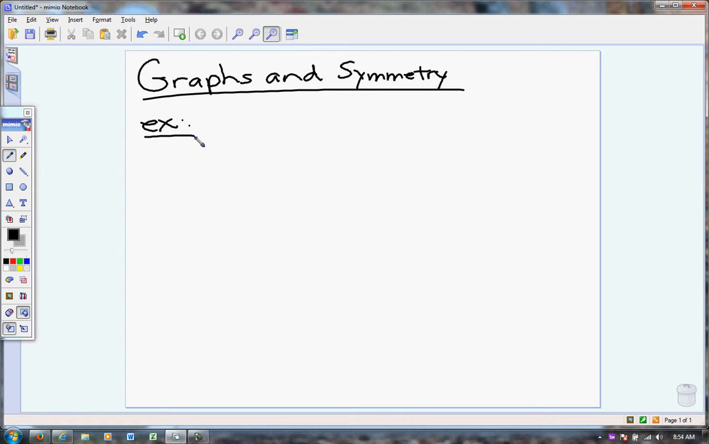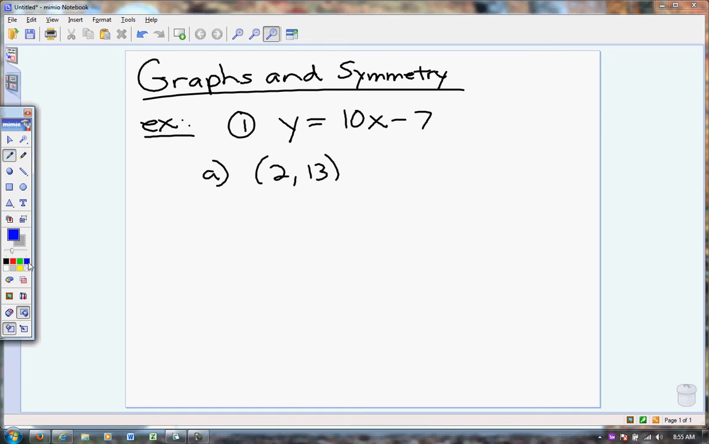What if they give you a function or a graph like y equals 10x minus 7, and then they give you a point like this, (2, 13)? And they say, determine if that point lies on the graph of the equation. See if this point lies on the graph of this. Well, it's actually very simple.